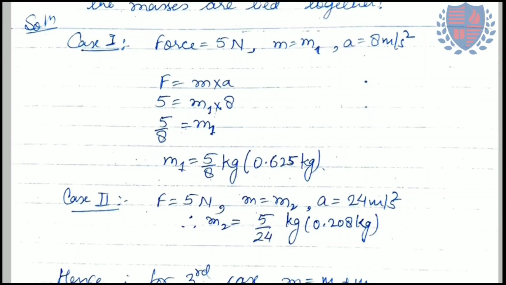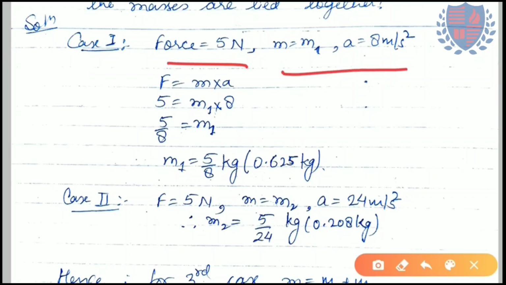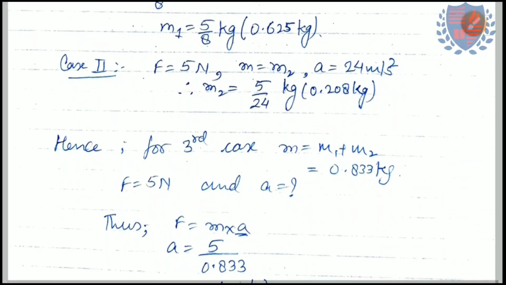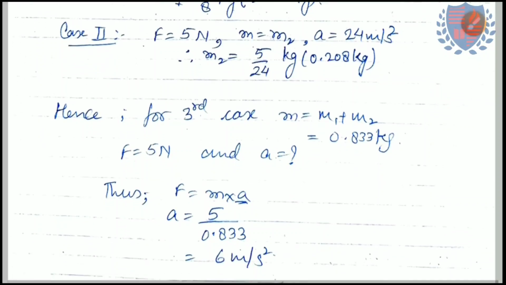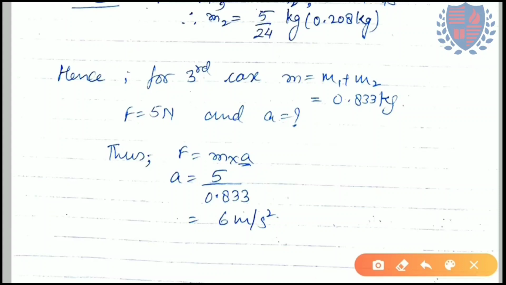So let us study the cases. In case 1, force is 5 Newton, mass is m1, acceleration is 8 meter per second square. Substituting the values, we get mass 1 is 5 by 8, or 0.625 kg. Case 2, the same force is there, mass is m2 and acceleration is 24 meter per second square. So mass will become 0.208 kg. Now we need to find the acceleration when the two masses are tied together. Mass will be 0.833 kg.